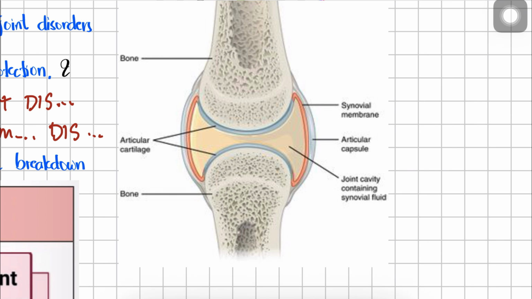What else? The synovial membrane. It is found in the inner lining of the articular capsule. This is your articular capsule, and dito mo makikita si synovial membrane. Synovial membrane produces synovial fluid. Itong synovial fluid naman acts as a lubricant and also for nutrient absorption doon sa cartilage, kasi ang cartilage wala namang blood vessels. So it depends kay synovial fluid for nutrients.